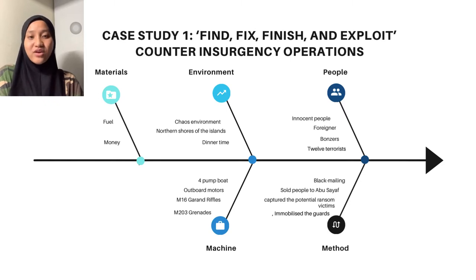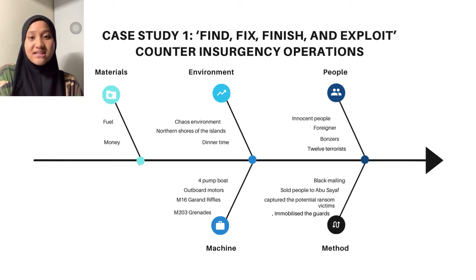2200645. I would like to explain about the environment part in the Ishikawa or Fishbone diagram. The environment in this case study was in a chaotic situation. This shows when 4 anonymous bomb boats and 12 suspicious terrorists attacked the resort. It led to the terrorists' success because it triggered people's anxiety and shock.